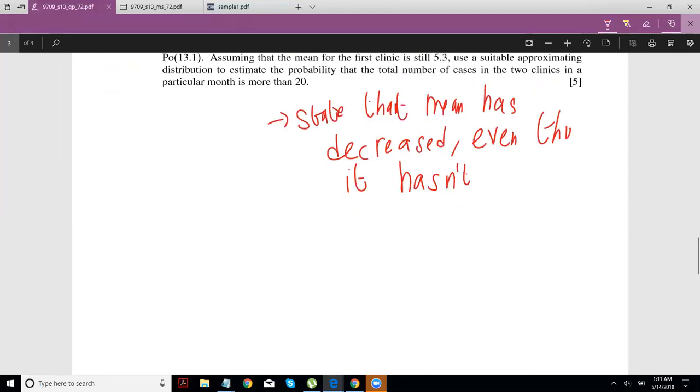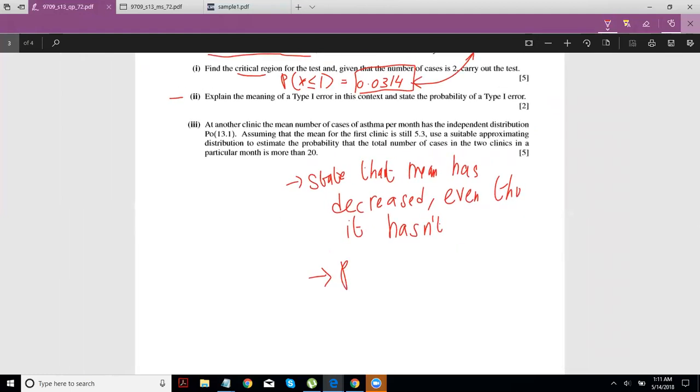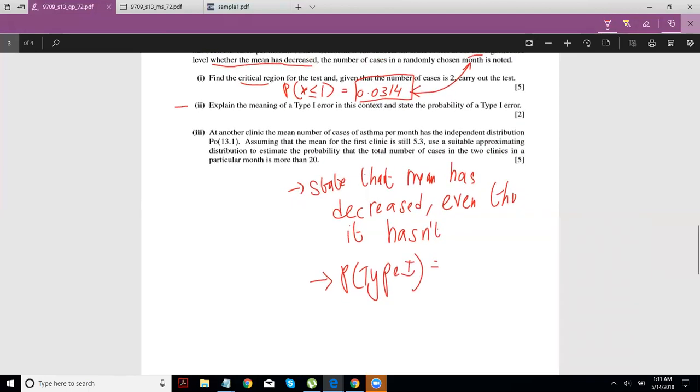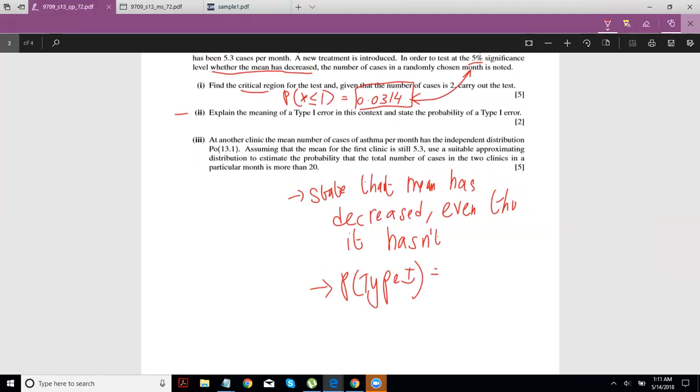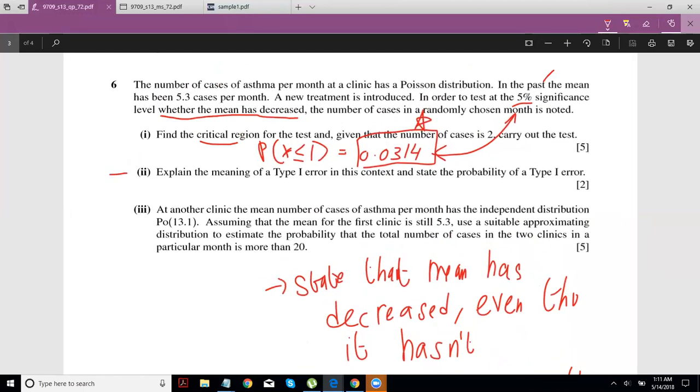And the important bit, the bit I was making the video on, is the probability of your type 1 error. This again is not difficult. You just need to get your concept clear on this. It's just the probability of your critical region. So it'll just be 0.0314, and that's it.